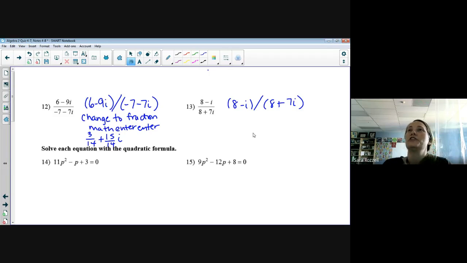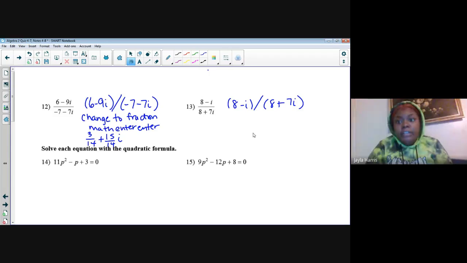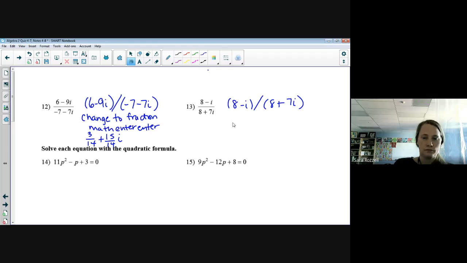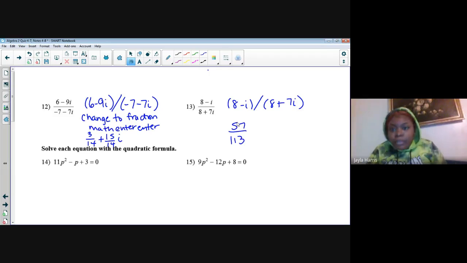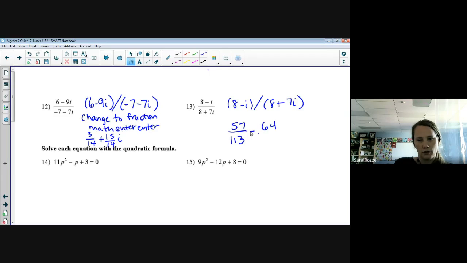That's a decimal. Now change that to a fraction. Hit the math button, which is underneath alpha, and then hit enter, and then enter again, and it'll change it into a fraction for you. Okay. So 57 over 113 minus 64 over 113i. So we type it in with parentheses, and it'll give us a crazy decimal, and then we change it to a fraction. Math, enter.